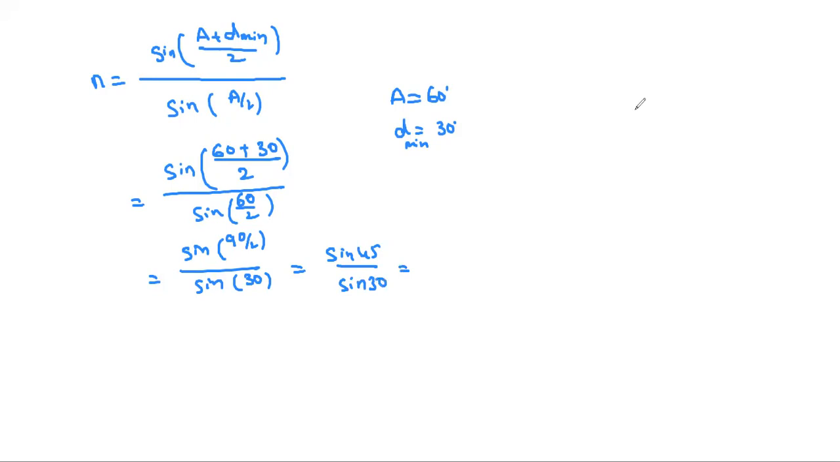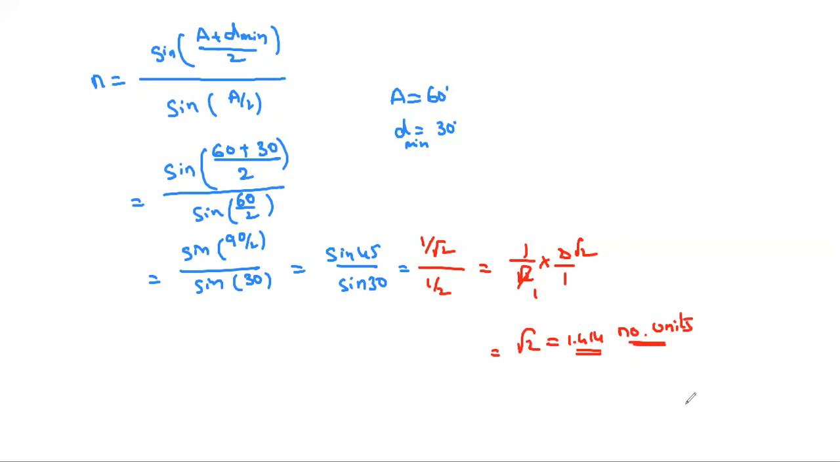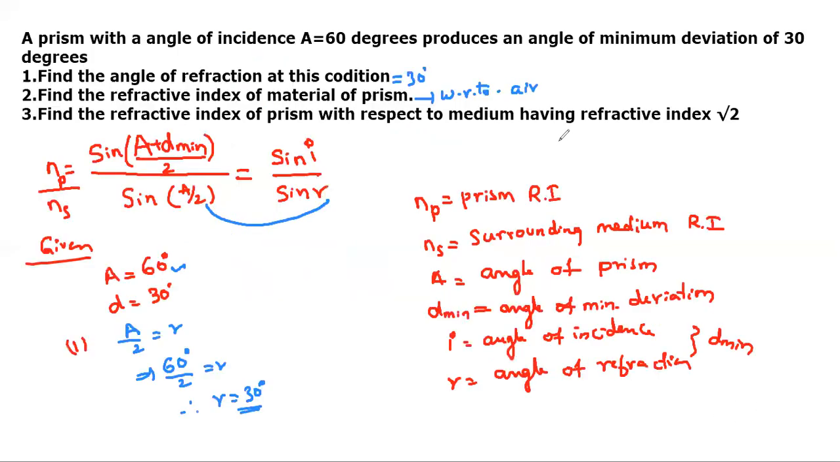And what is the value of sine 45? It will be equal to 1 by root 2, and the sine 30 value will be 1 by 2. Now we have 1 by root 2 into 2 by 1. Root 2 on the root 2, you will get root 2 times root 2 divided... you will get root 2 only. So the refractive index of the prism with respect to air is root 2, which is nothing but 1.414. Clear? And what are the units of refractive index? It is a dimensionless quantity, so it doesn't have units. And what is the answer for the second question? Root 2.